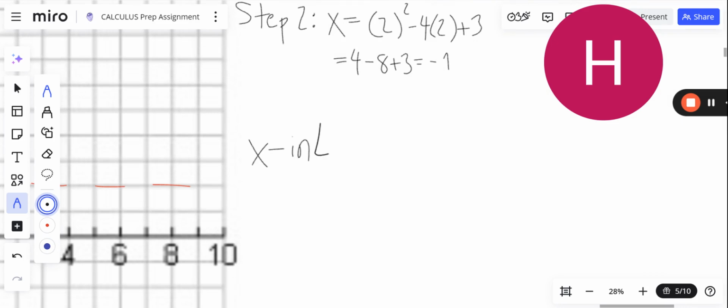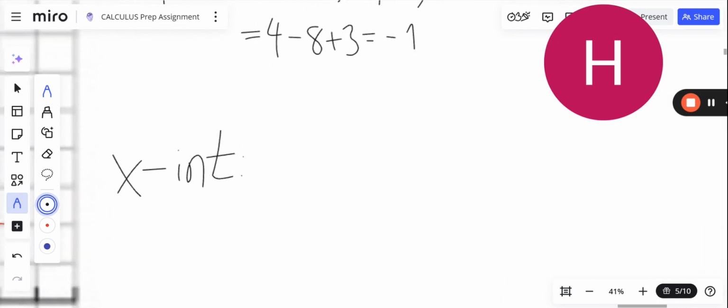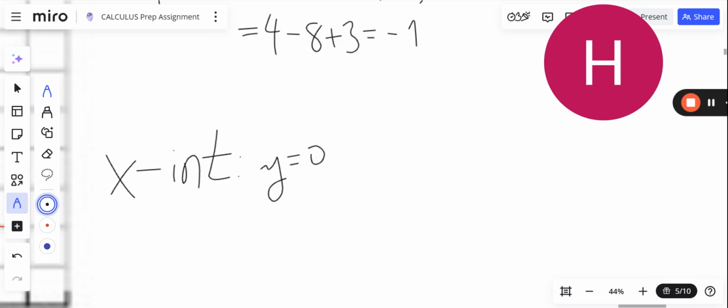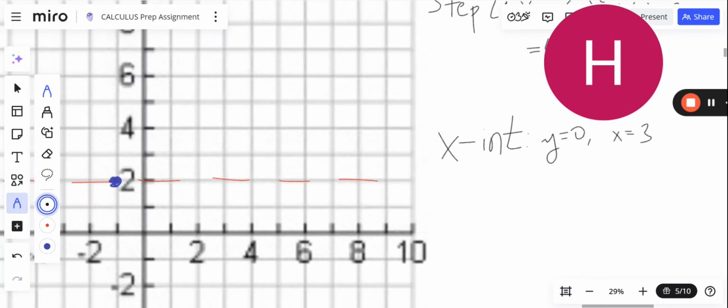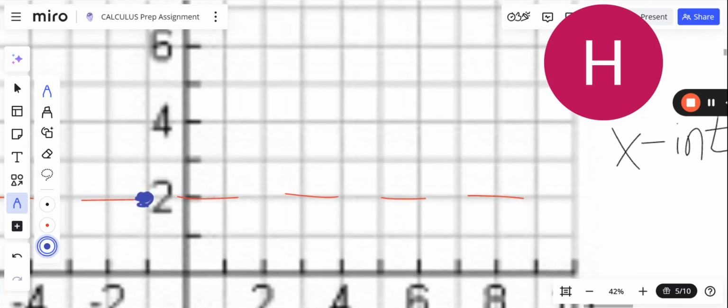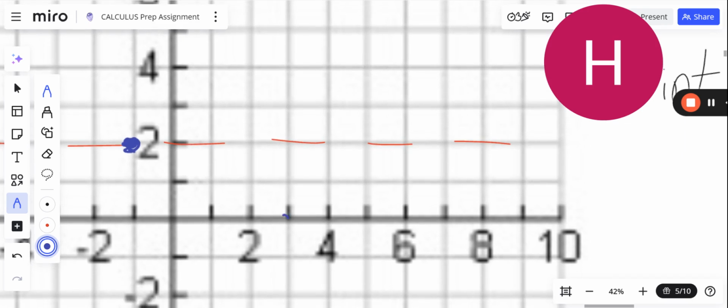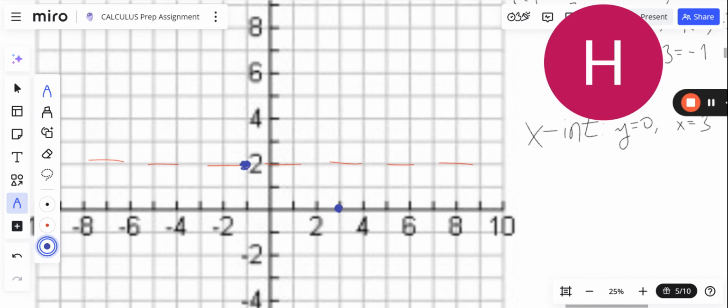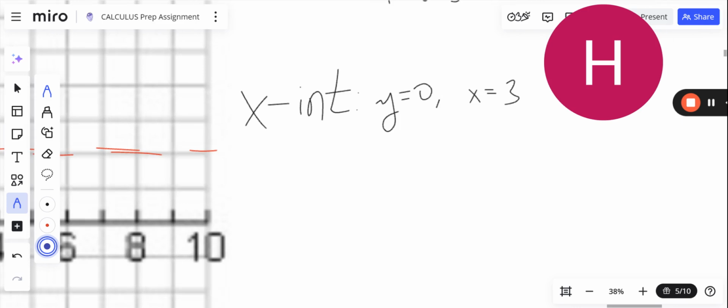So let's find the x-intercept first. If we make y equal 0, x just equals 3. There we go. And because of this line of symmetry, we're going to get a point exactly up here. Kind of nice that we get that one for free.